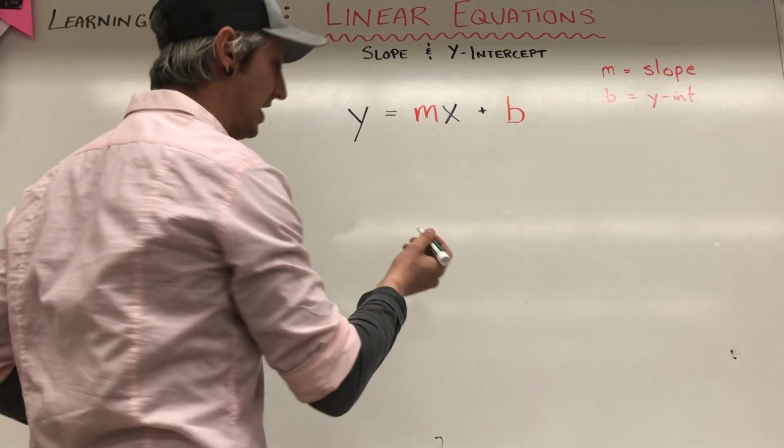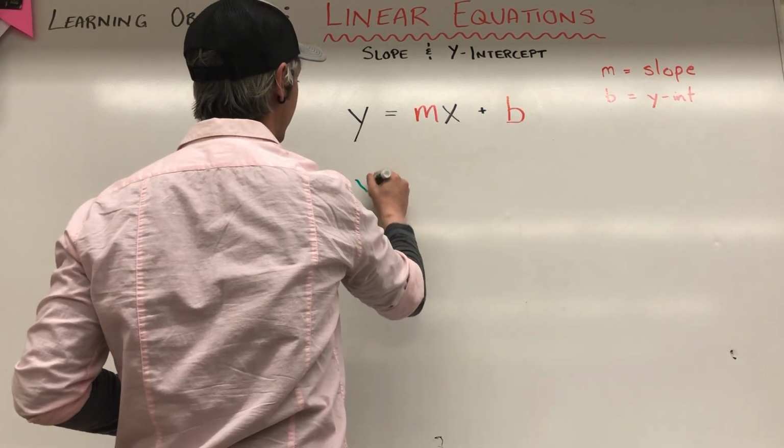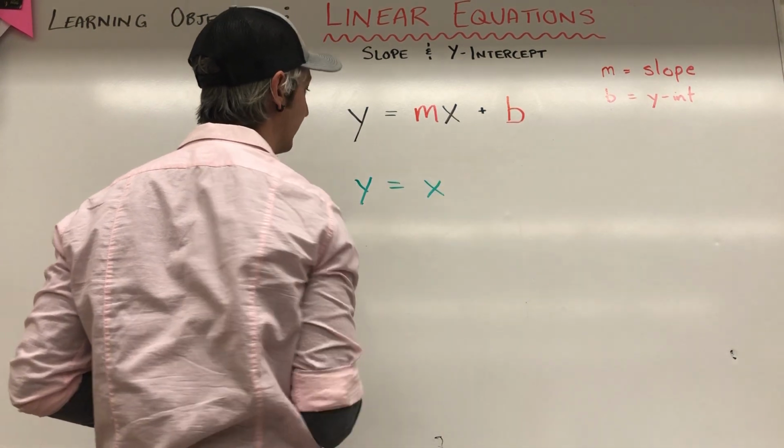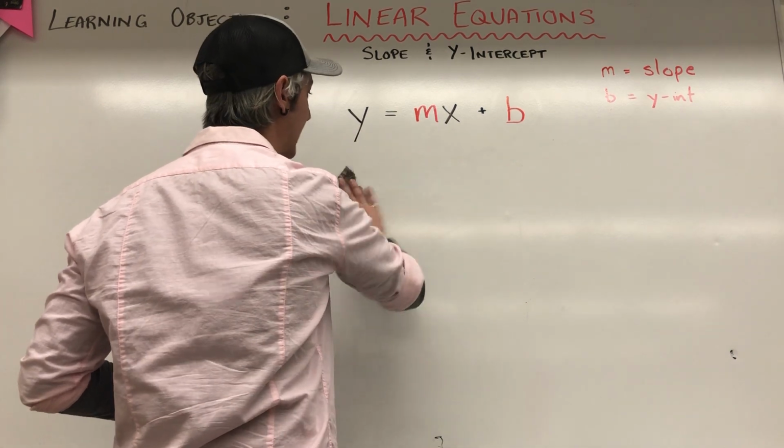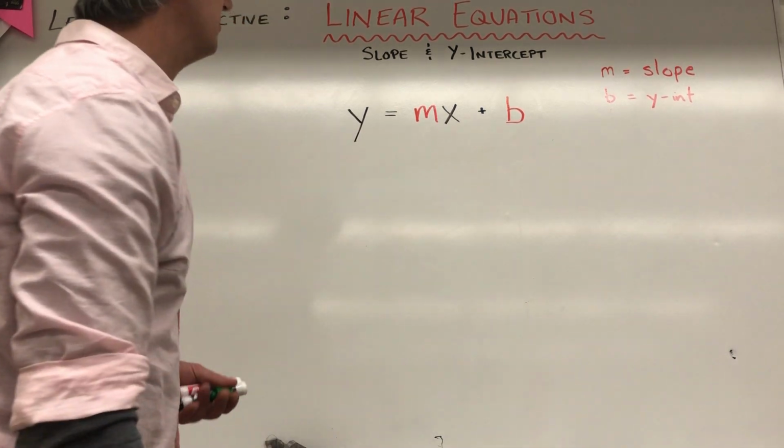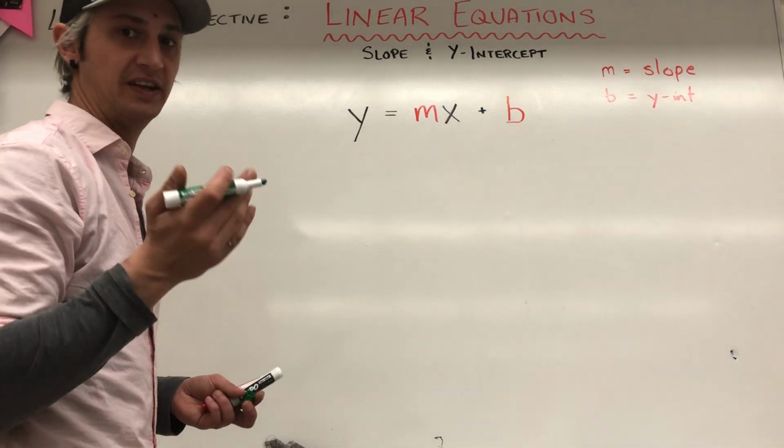If I have a slope of 1 and no y-intercept, that's just my basic y is equal to x, or an invisible 1x. So that means that I have basically every y is equal to the same x.